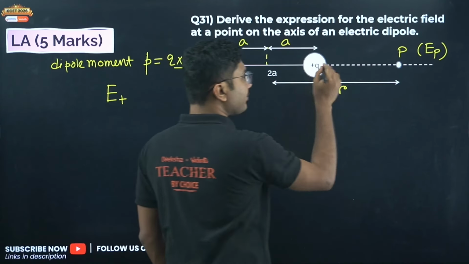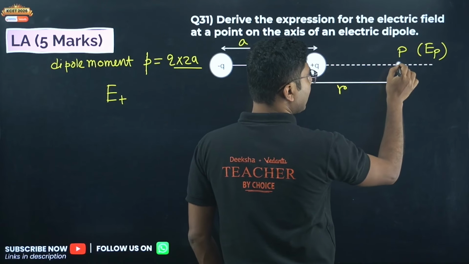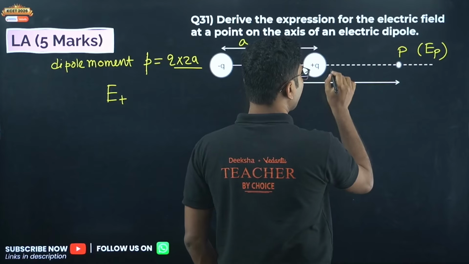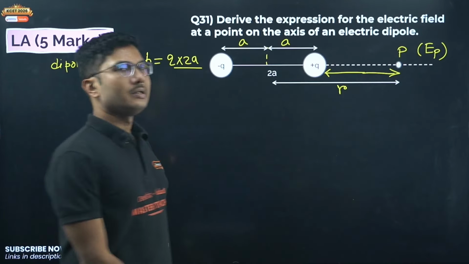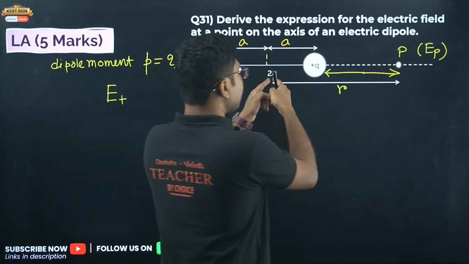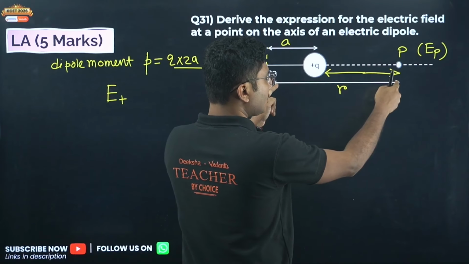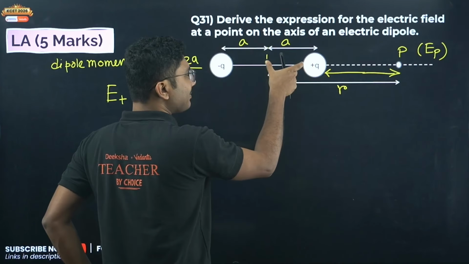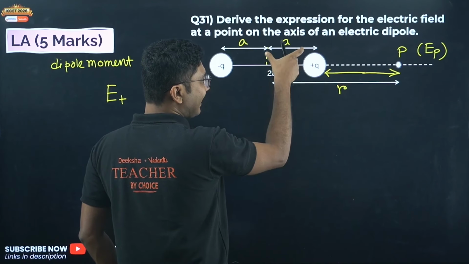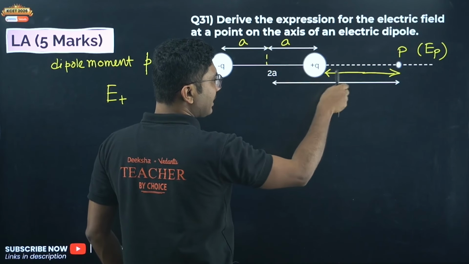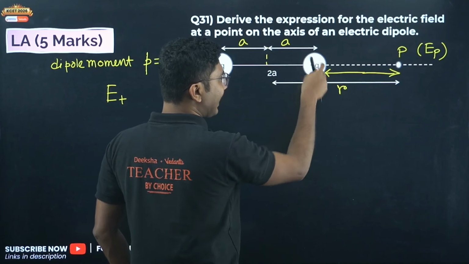So this is a positive charge, and we are trying to find the electric field over here. So we need this distance. What is this distance? The total distance from the center of the dipole is small r, and this much distance is a. So this total distance is r, this is a. So that means this distance will be r minus a.